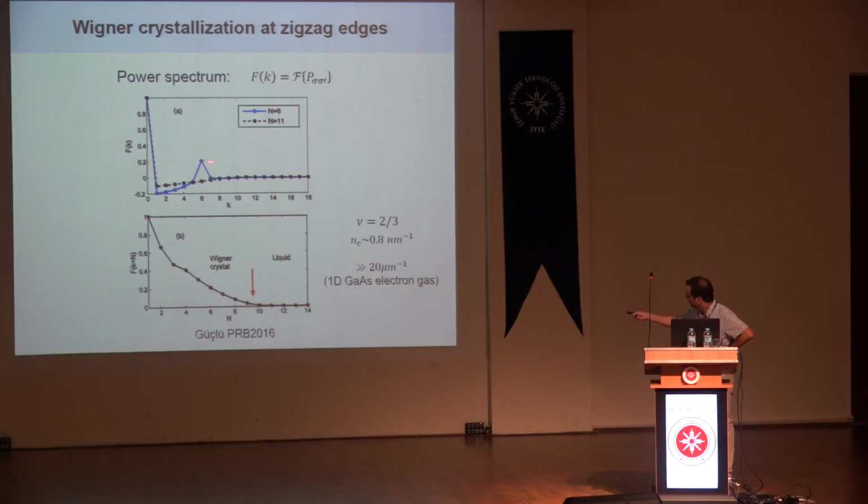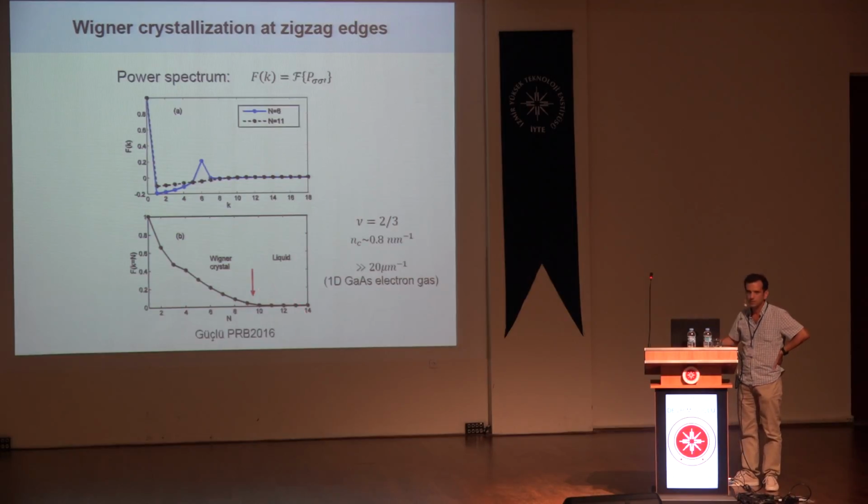And so we can plot these peak heights as a function of number of electrons. We get this curve. Above 10 electrons, corresponding to a filling factor of 2/3, we see no Wigner crystallization, and below 2/3, we start to get Wigner crystallization. But the transition is not abrupt.